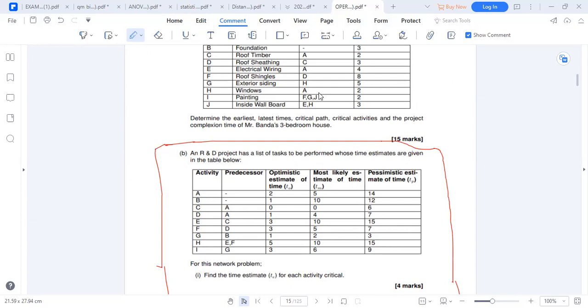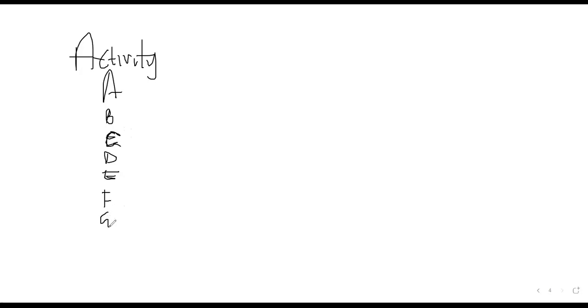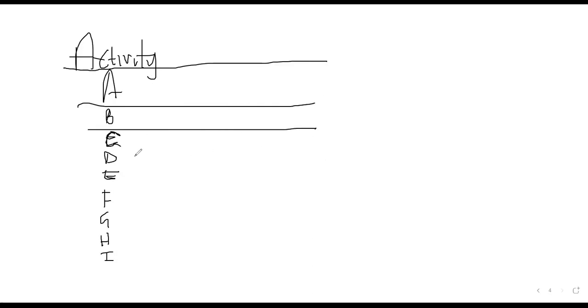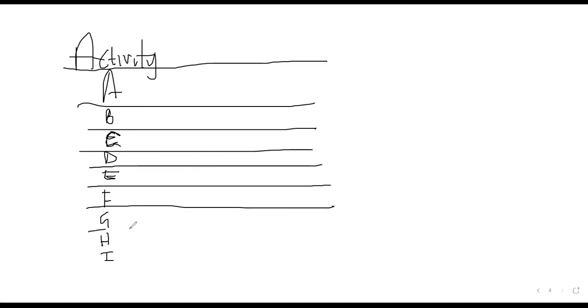So what I'm trying to say is that we have the activities here, which are A, B, C, D, E, F, G, H, and I. I really want to explain now what is going on here.